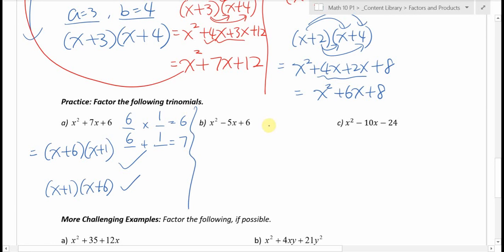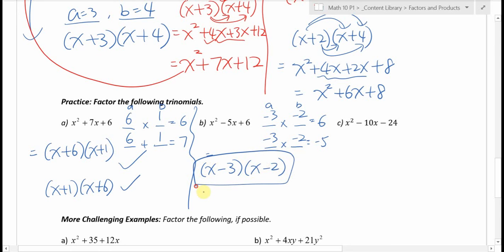Okay, for part B, similarly, you're looking for 2 numbers multiplied to 6, but this time, these 2 numbers add up to -5. So hopefully you found the numbers -3 and -2, right? Those 2 numbers multiplied to 6 and add to -5. So your answer is going to be x, because that's your A and that's your B. Again, this is your A, this is your B. x minus 3 and x minus 2. That's your answer.